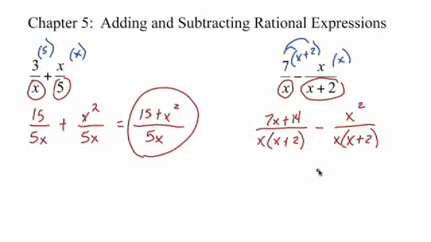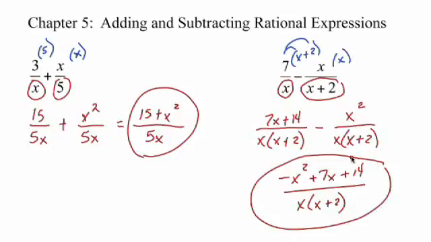So our final answer, and to write this in proper order, we should probably put the negative x squared first, then the 7x, then the 14, because you can't add a single thing together. There's not a like term. There are no like terms in this one, yeah. And then the denominator is just the x times x plus 2. That is your final answer for that one.